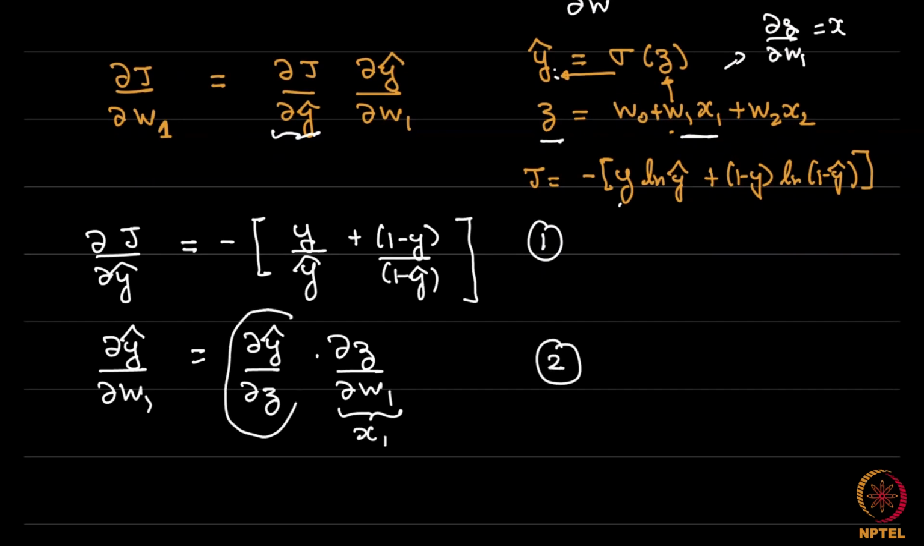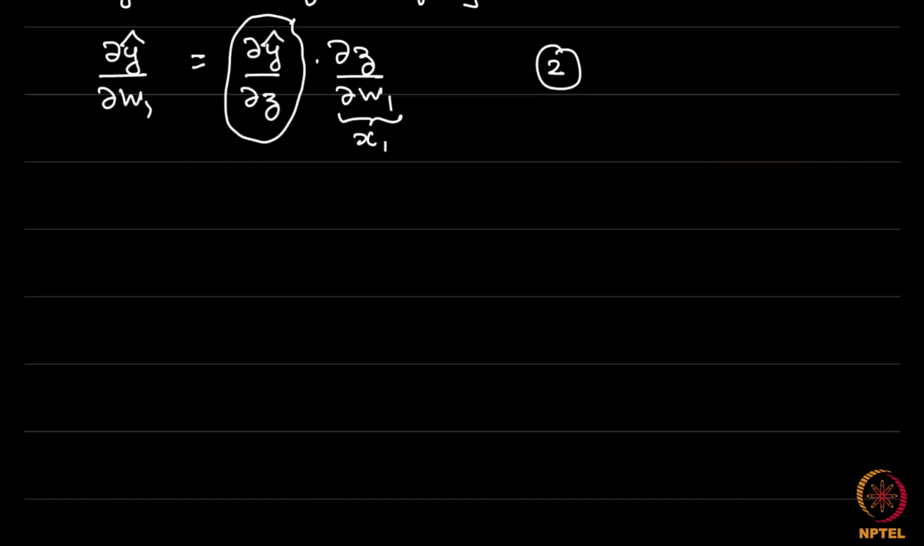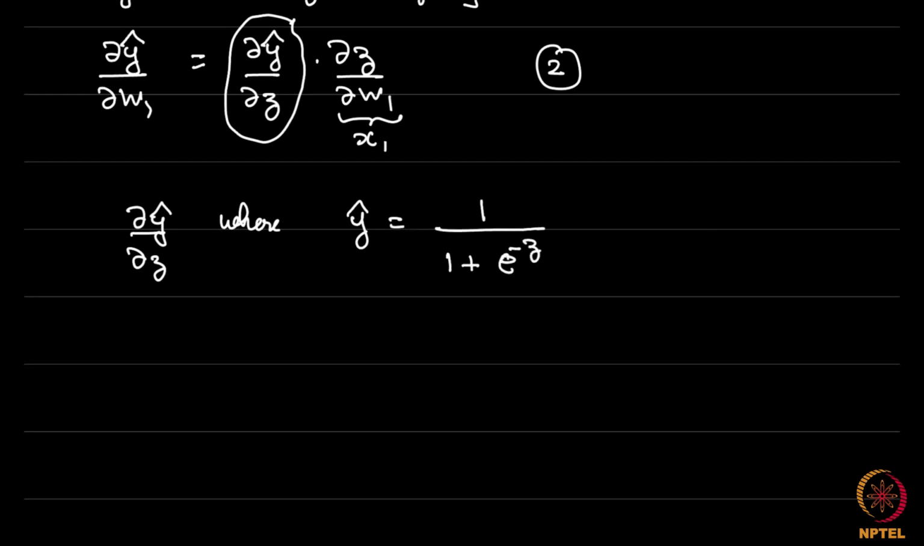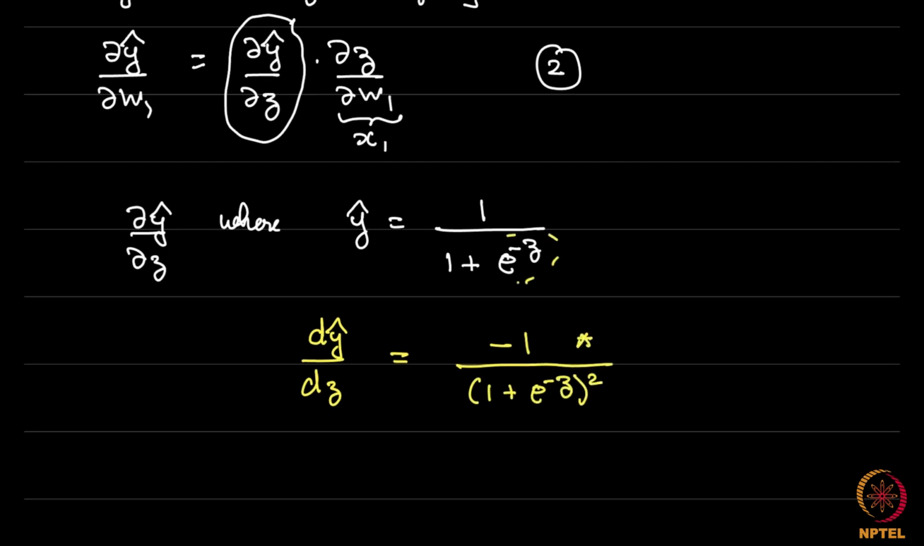We have this term now, what is del y hat del z? This we do not know. As you can see, we have to step by step unravel what is happening now. Okay, so del y hat del z, where y hat is 1 by 1 plus e to the power minus z. Okay, so now I differentiate this. So dy hat, it's actually just dy hat dz in this case. This is minus 1 by the denominator square multiplied by the derivative of this with respect to z, which is minus e to the power minus z, which is e to the power minus z by 1 plus e to the power minus z, the whole square.